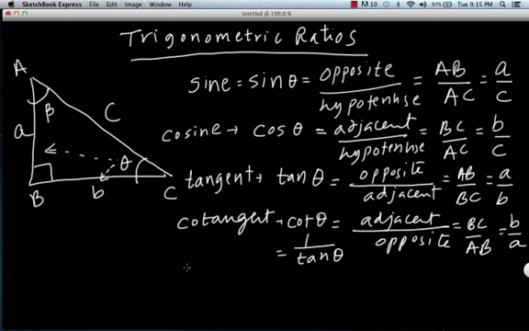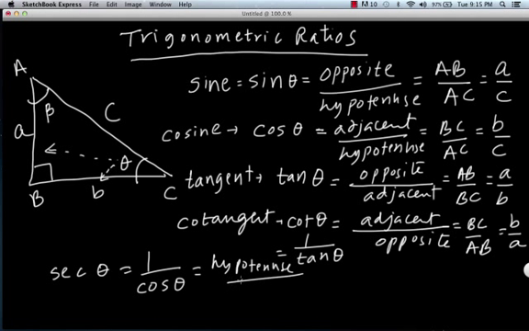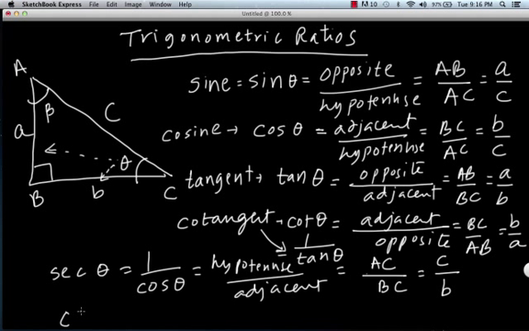Similarly, the next ratio that we will talk about is called secant theta, which is the reciprocal of cos theta. So that makes it hypotenuse by adjacent, which in our case is AC by BC, which is C by B.